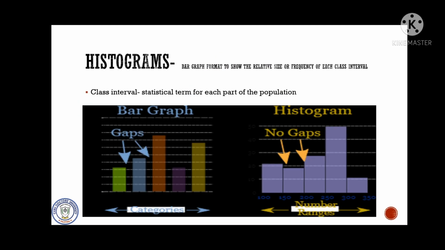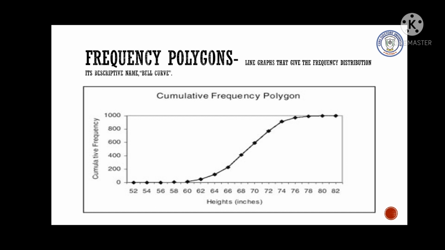A histogram uses a bar graph format to show the relative size or frequency of each class interval. A class interval is the statistical term for each part of the population. In the diagram that I have shown you, the difference between a bar graph and a histogram class is that the histogram doesn't contain any gaps, while the frequency polygons are the very familiar line graphs that give the frequency distribution its descriptive name, the bell curve.